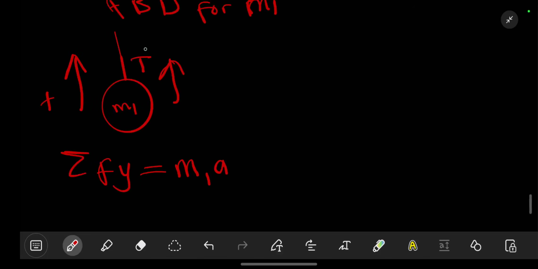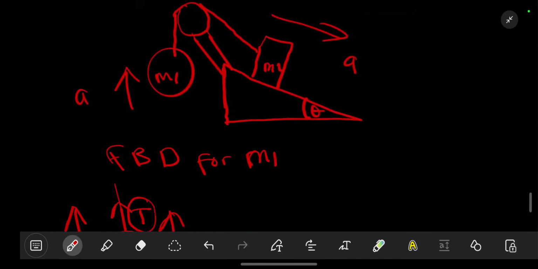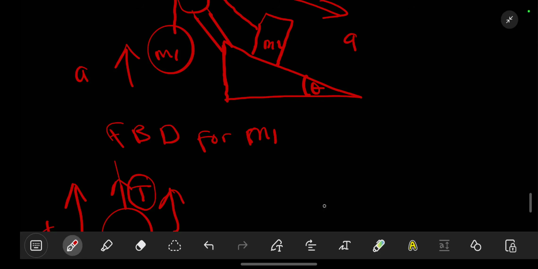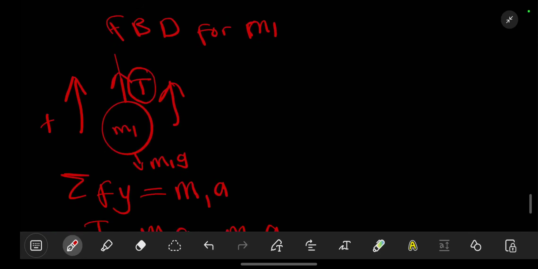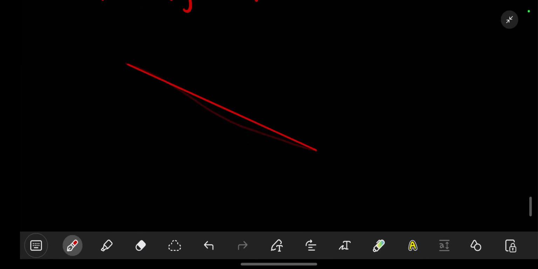The one that is supporting this is the tension, so tension is in the same direction as the positive. The weight is pulling down, so we have tension minus m1g, which is the weight, equal to m1a. So we have done that. Then the free body diagram for this other one is a bit critical. So we are going to have something like this.